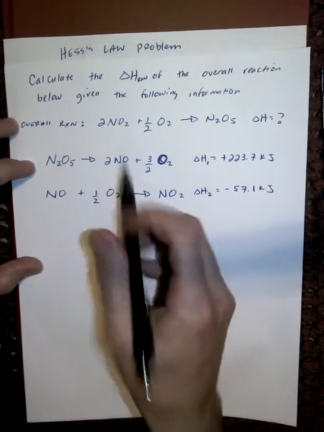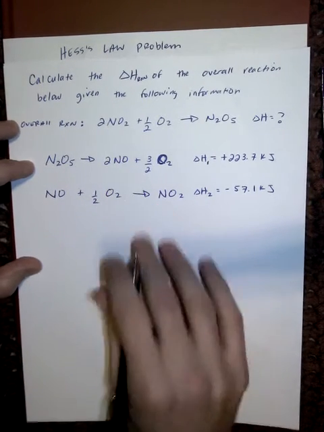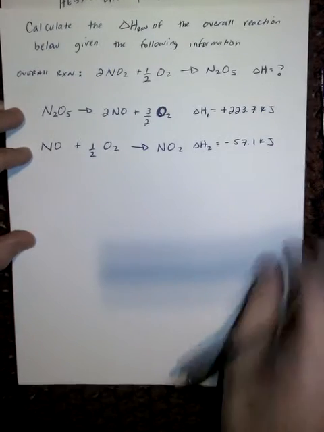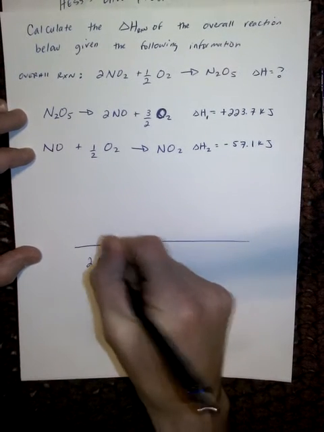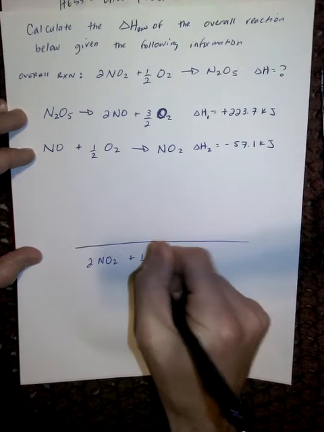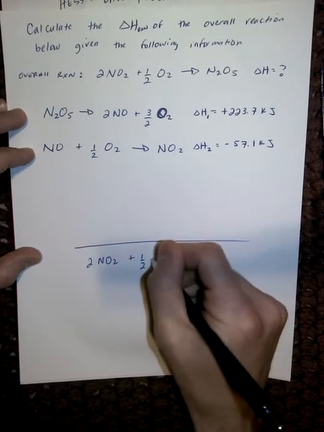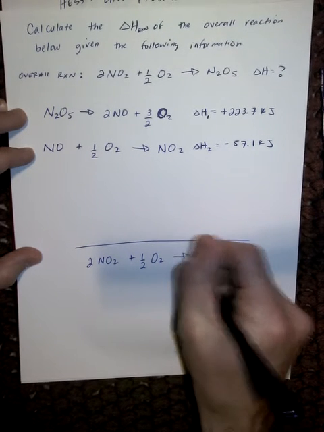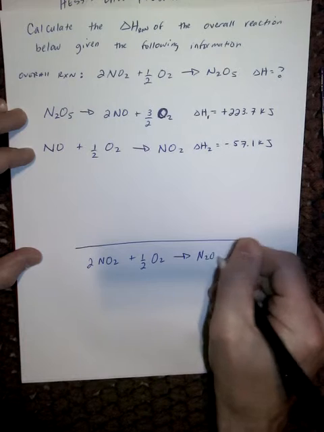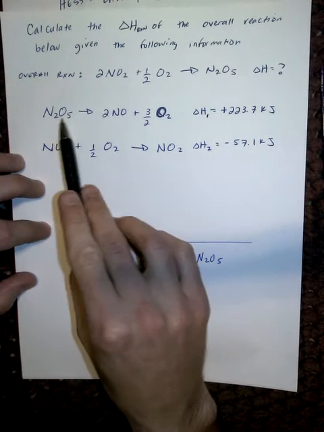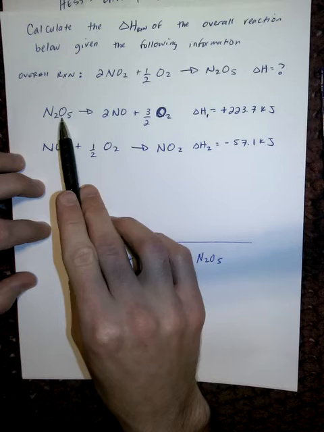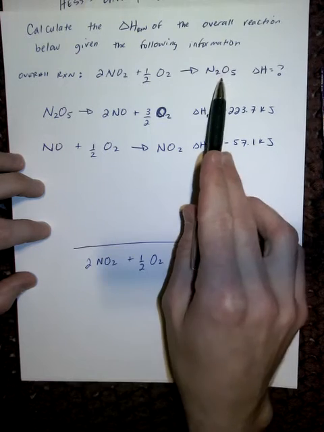Here we go. In my overall, I'll just do a dash here at the bottom, and that's how I like to do it. So I know what I'm trying to get. I'm trying to get 2 moles of NO2 plus half a mole of O2 as reactants, and N2O5 as my product, 1 mole of that. I'll see that the first reaction has N2O5 in it, but notice it's a reactant here, not a product like I want in the overall.